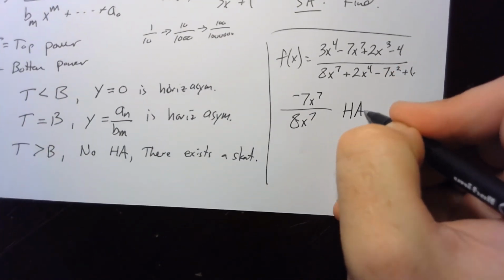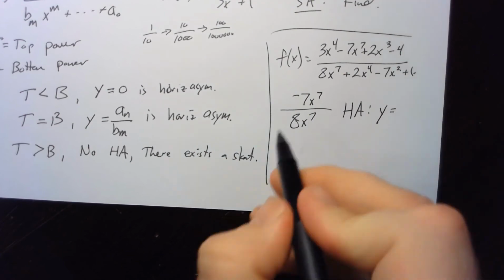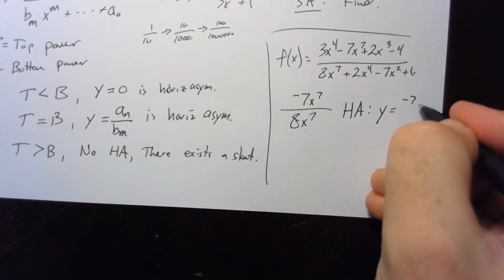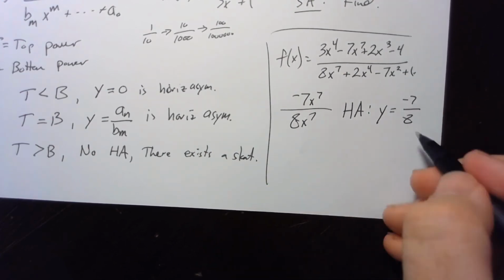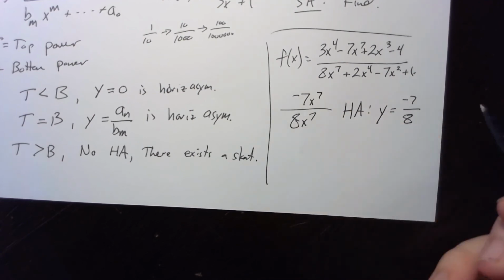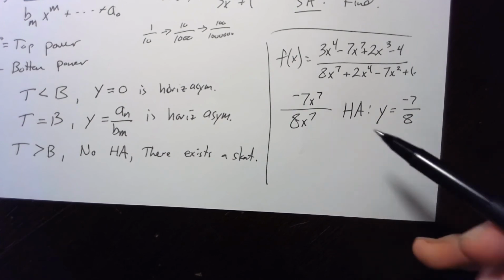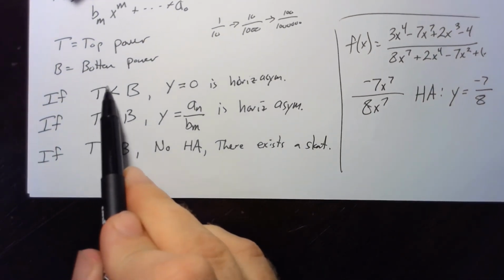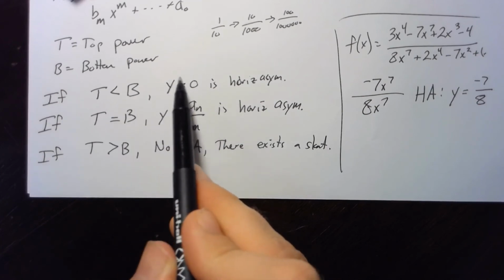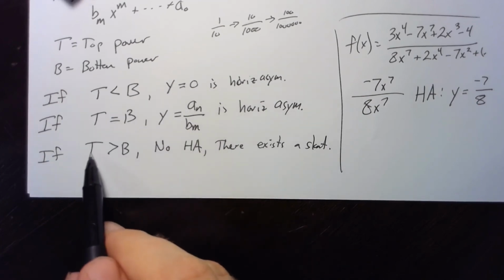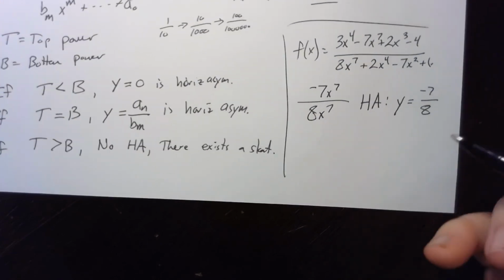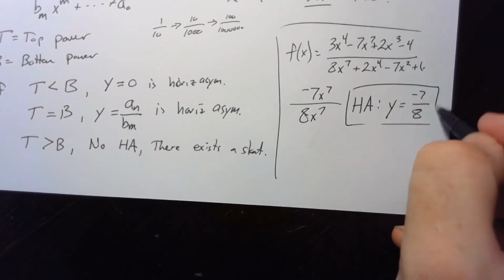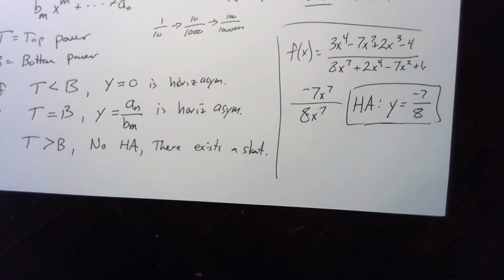So for this problem, our horizontal asymptote will be y equals negative 7 on top divided by 8 in the denominator. And again, those come from the coefficients, not from the powers. The powers tell me what I'm going to have. The coefficients, in this particular case, tell me what it is. If the powers were slightly different, such that the top had a smaller value, then I'd look at y equals 0 as my horizontal asymptote. If the top had a larger value, then I wouldn't have any horizontal asymptote, but I would have a slant asymptote. So that's how you're going to define horizontal and slant asymptotes and how you're going to find them algebraically.